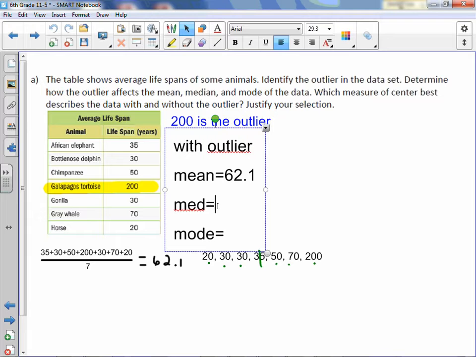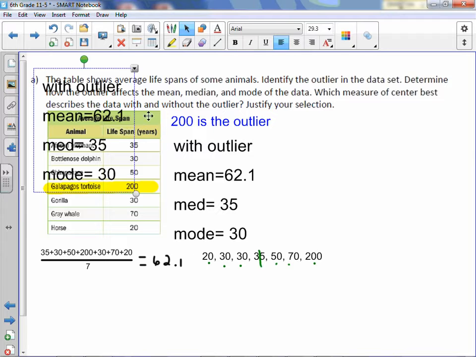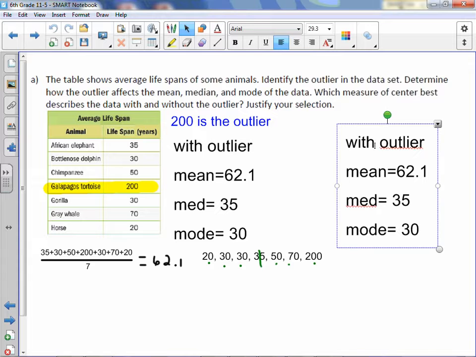35 is the center, so 35 is the median. And the mode is the number that repeats most often, which in this case is 30. So this is with the outlier. Let's do this again, but this time I want to find out without the outlier.